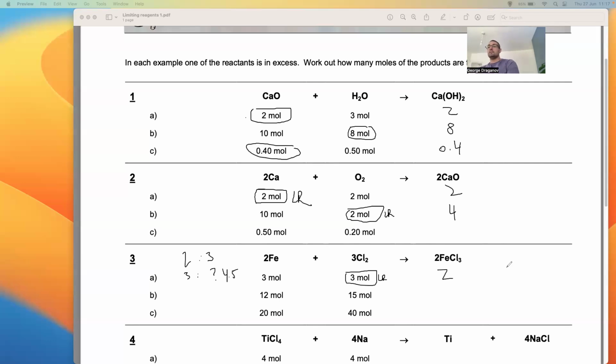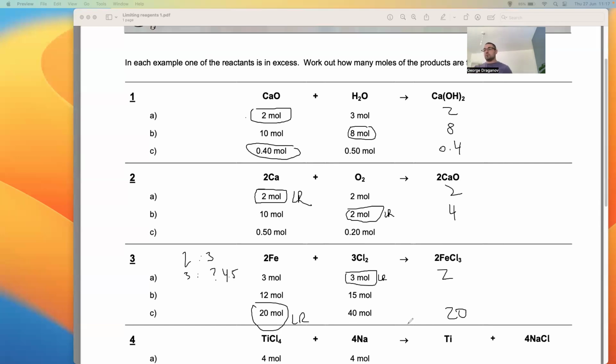For this one, we have a ratio of 2 to 3. So 20 should go to 30, but this is 40. 40 is bigger than 30, making chlorine an excess. That makes this the limiting reactant. The ratio is 2 to 2, so 20 moles will form 20 moles of product. And that's how you do it. I always go left to right.